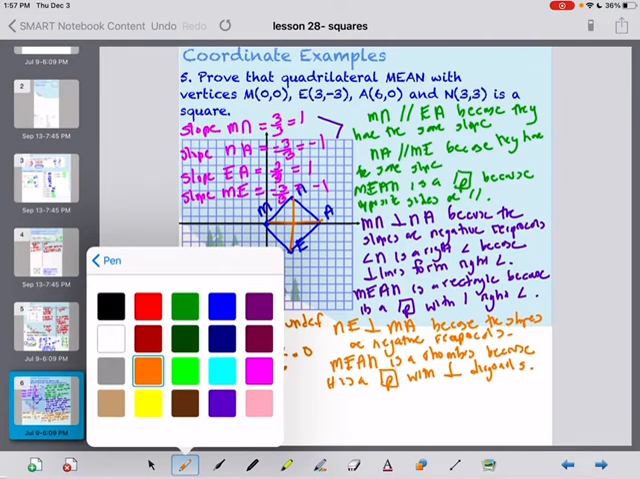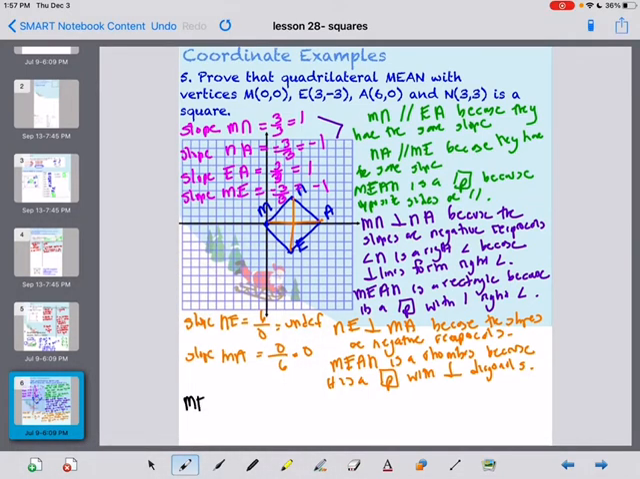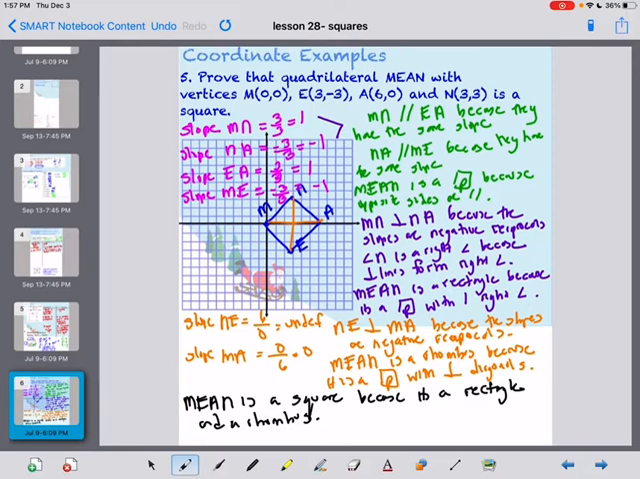And we are just about done. I need one more sentence stating that it is a square. MNAE is a square because it's a rectangle and a rhombus. Or you can say it has the properties of a rectangle and a rhombus and a parallelogram, however you want to word it. So this is all the required work to prove that it's a square.